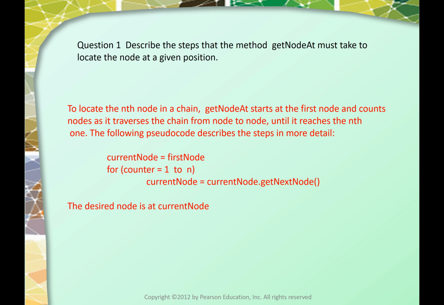So the get node at method is going to want to locate the nth node in a chain. It's going to start at the first node and count nodes as it traverses. And so the pseudocode explains the steps in more detail. If you want to get the node at position 1, it doesn't have to advance at all, because you would start the current node at position 1. But if there's any other node you want to get to, you have to advance a certain number of iterations. So we set current node equal to first node, and then we advance with current node equals current node dot next.